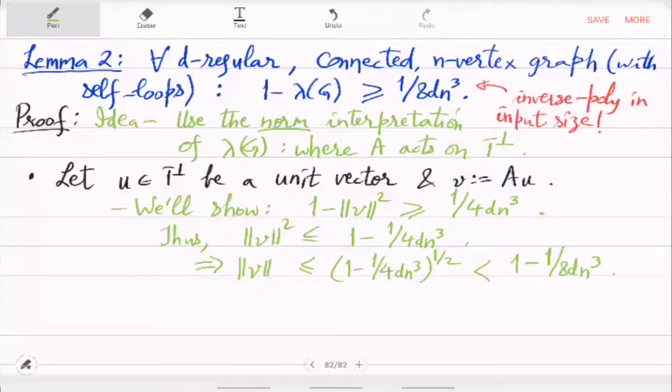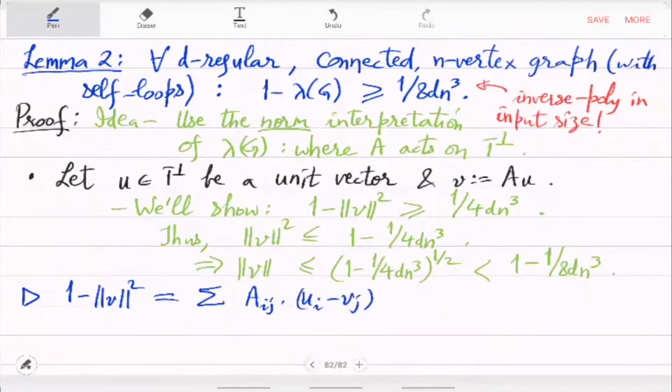So the first claim is that 1 minus norm of v square has a nice expression, which is why we actually chose it. The expression is the sum of Aij times (ui minus vj) square for all ij. So you can write this 1 minus norm of v square as a sum of squares with the coefficients being Aij. In the literature it is called a quadratic form in the Laplacian of G.